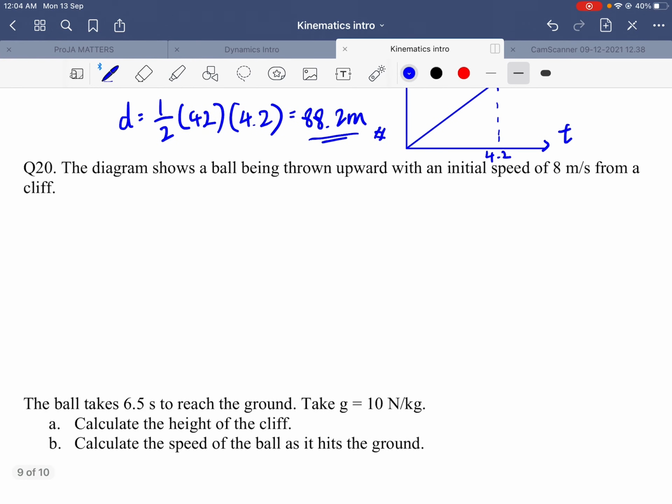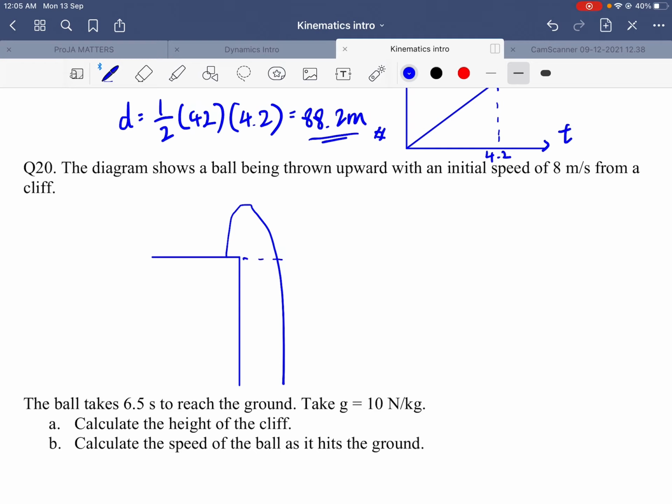Okay, let's move to question 20. The diagram shows a ball being thrown upward with an initial speed of 8 meters per second from a cliff. In this one I didn't draw the diagram, but I will draw it right now. So a ball is thrown upward and then it will fall off the cliff, so we can just draw it like this. Pretty simple.